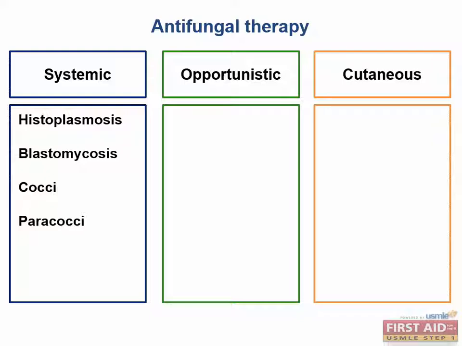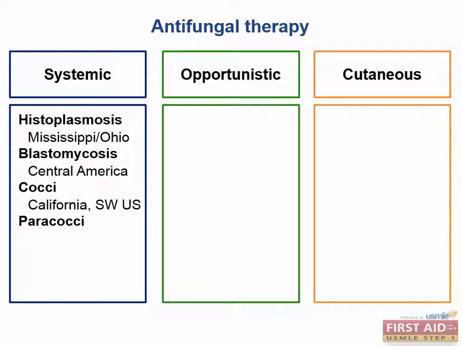Well, histoplasmosis is found in the Mississippi or Ohio River valleys. Blasto is found in the eastern United States or Central America. Cocci is found in California and the southwestern United States. And paracocci is found in Latin America.